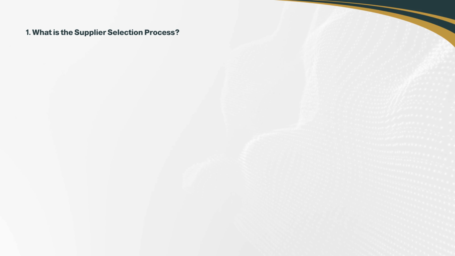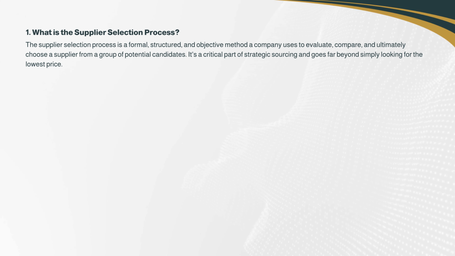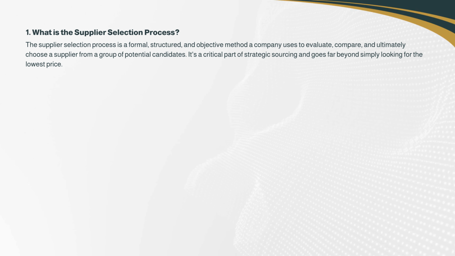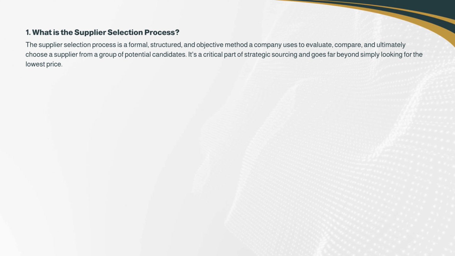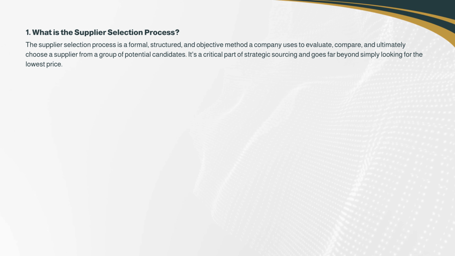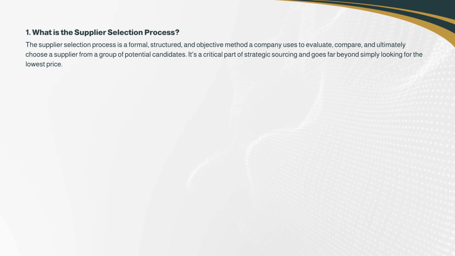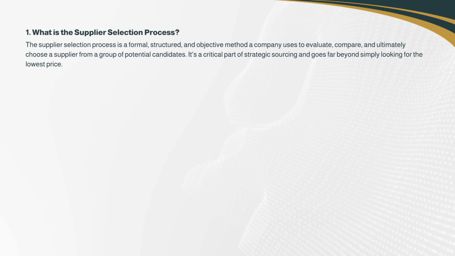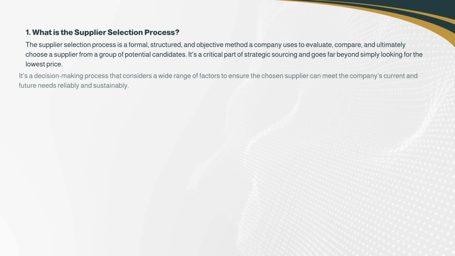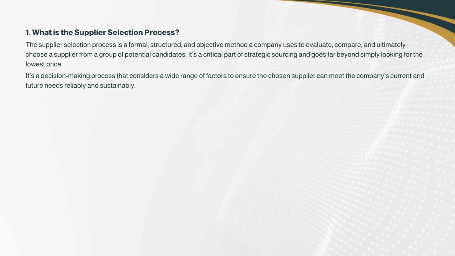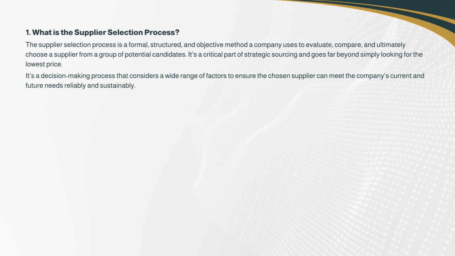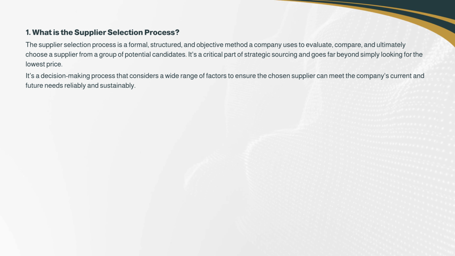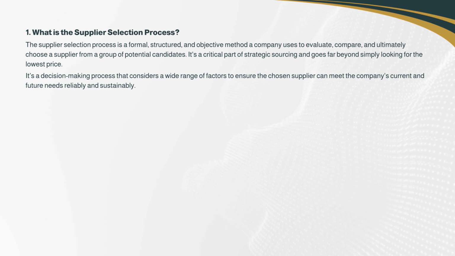1. What is the supplier selection process? The supplier selection process is a formal, structured, and objective method a company uses to evaluate, compare, and ultimately choose a supplier from a group of potential candidates. It's a critical part of strategic sourcing and goes far beyond simply looking for the lowest price. It's a decision-making process that considers a wide range of factors to ensure the chosen supplier can meet the company's current and future needs reliably and sustainably.